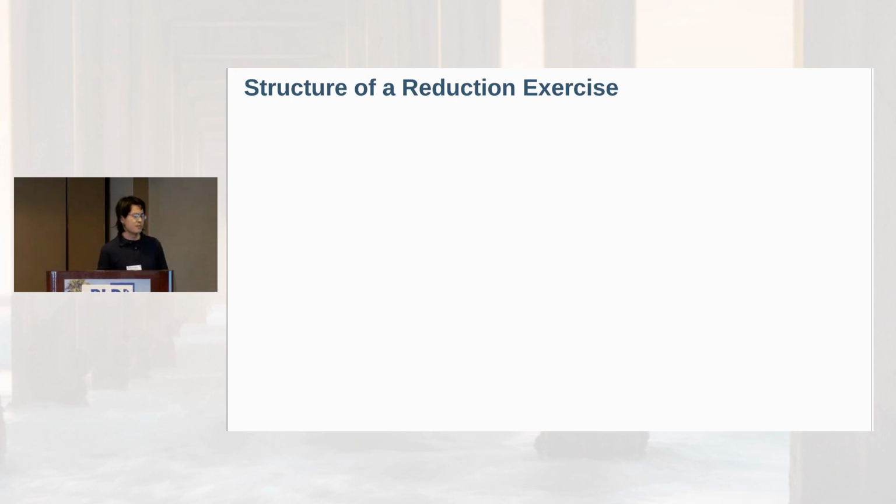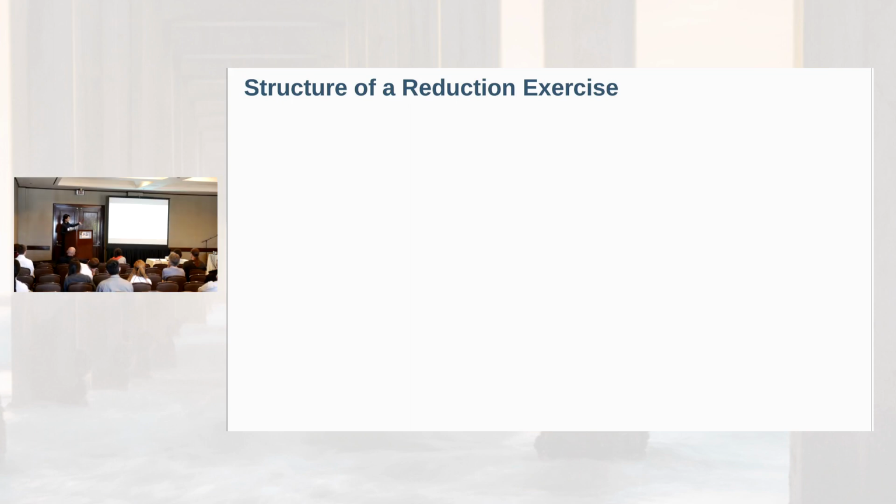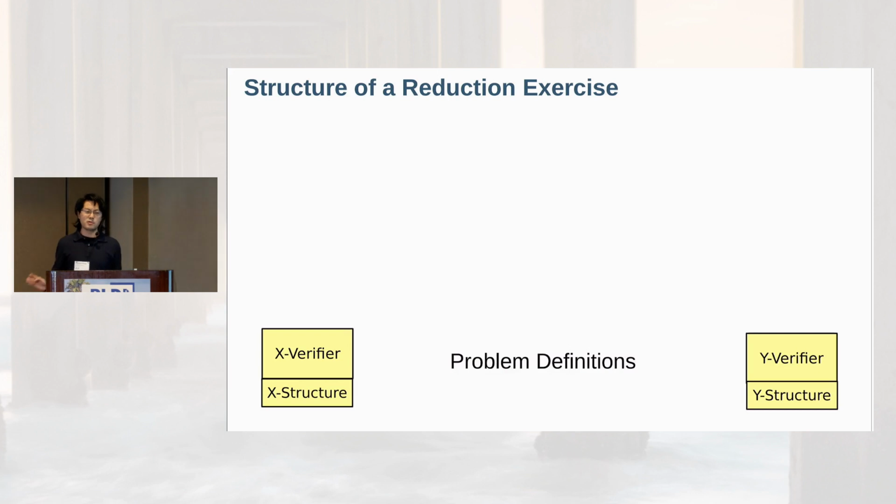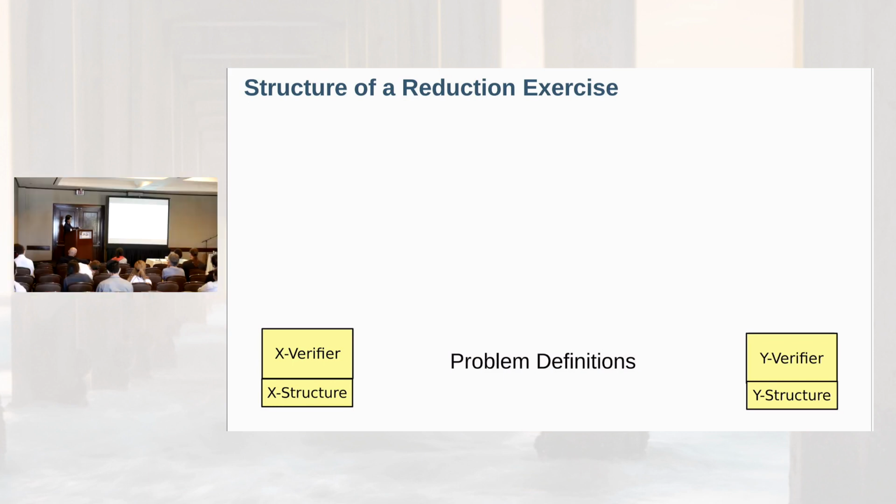Let me tell you what it looks like for students. Usually, they write the reduction exercises on paper. So before defining the reductions, there will be some formal definitions for the problems that they reduce from and reduce to. The problem definition will consist of two parts: the problem structure, which basically specifies the data structure of the instance and certificate, and the domain of the verifier.